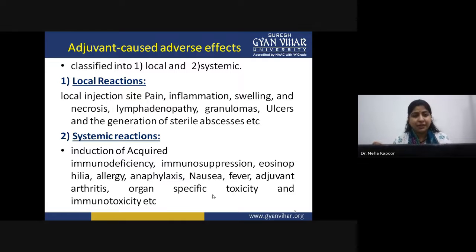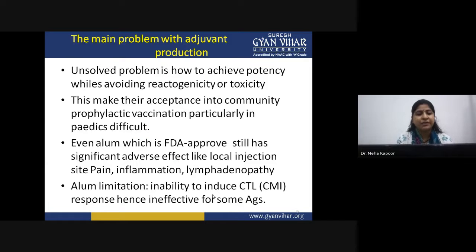And in case of systemic reaction, acquired immunodeficiency, immunosuppression, eosinophilia, allergy, anaphylaxis, nausea, fever, arthritis, organ-specific toxicity, and immunotoxicity are certain side effects that are imposed by adjuvants. However, the major unsolved problem that comes with adjuvant production is how we can achieve potency while avoiding reactogenicity and toxicity.